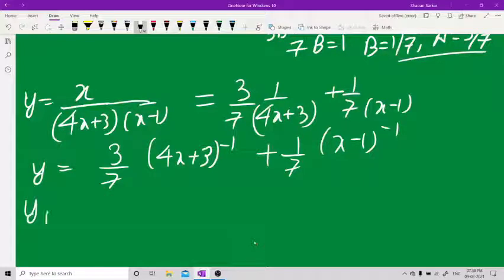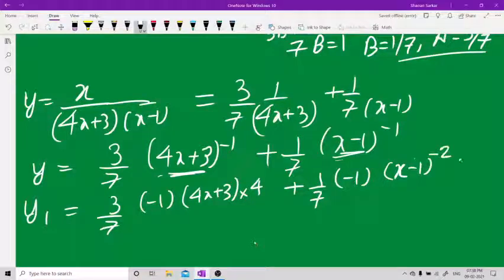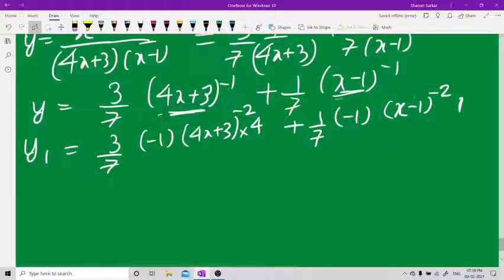Go for the first derivative. This is 3 by 7, leave it. Now differentiate this. This is minus 1, (4x plus 3) to the power of minus 2, then you do the chain rule, then into 4, plus this 1 by 7 as it is, chain rule, minus 1, (x minus 1) to the power of minus 2, and the chain rule comes out to be 1 only. This is minus 2, I forgot to write. Next derivative, y2.